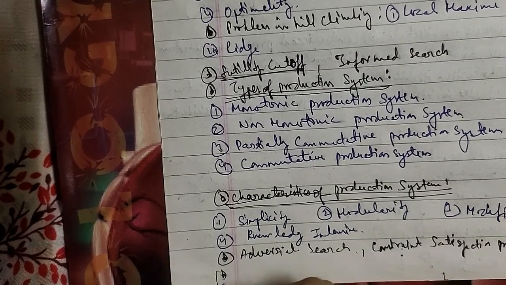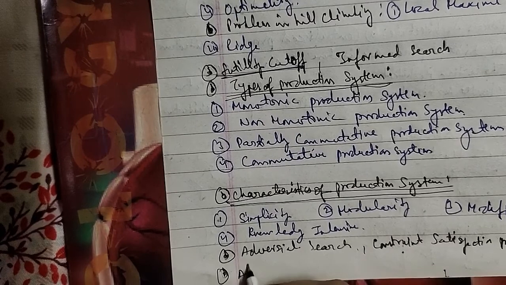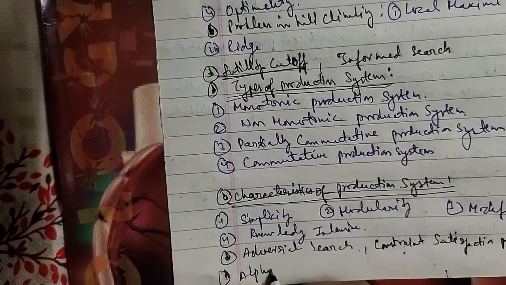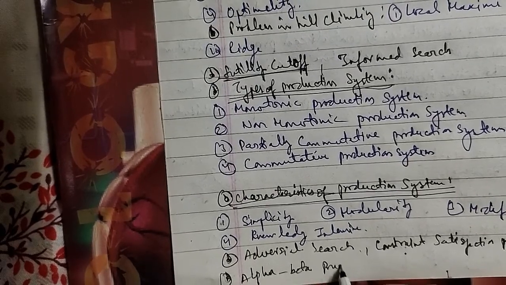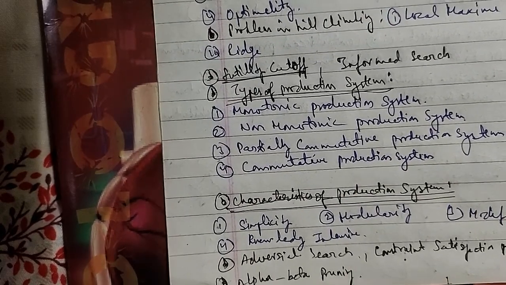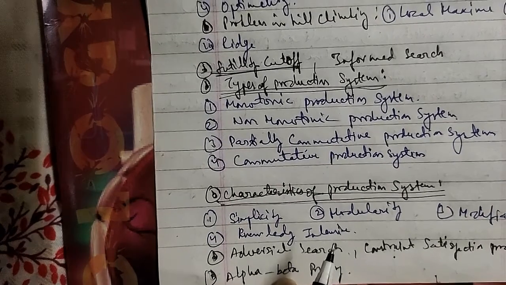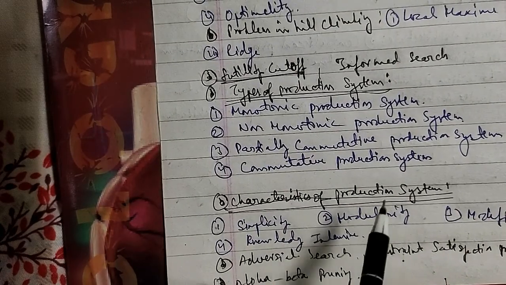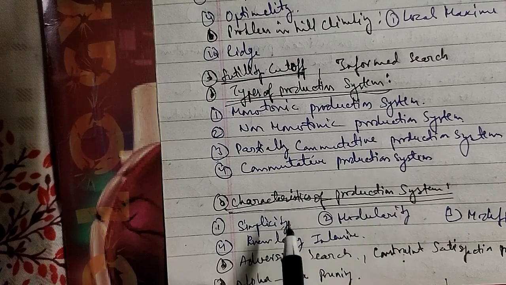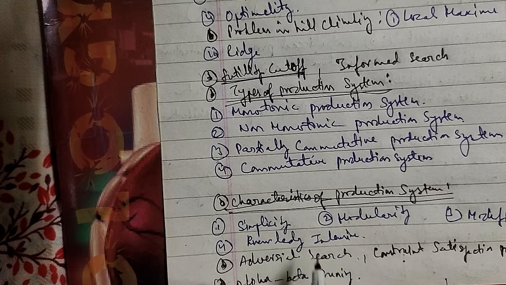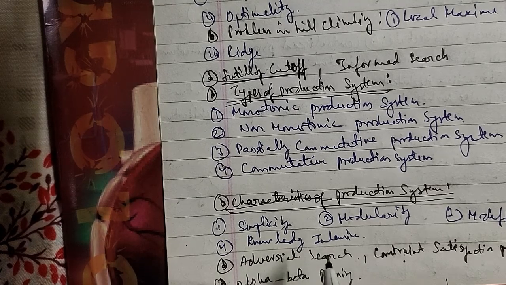The other one we have to discuss is alpha beta pruning. Alpha beta pruning is a modified version of the min max algorithm. It is an optimization technique for the min max algorithm. So that is in terms of unit 2.